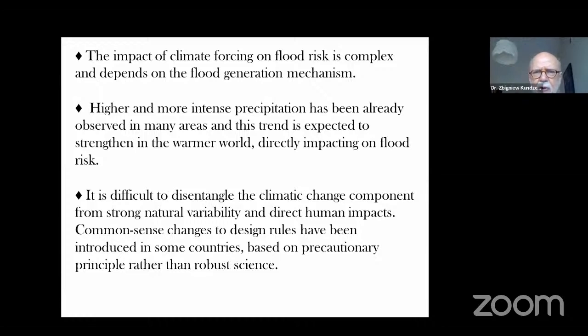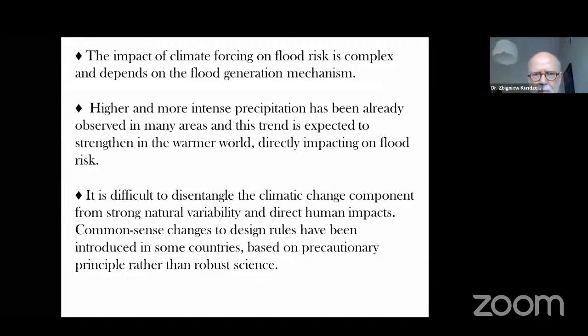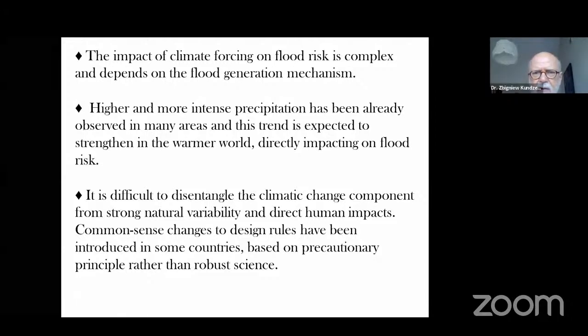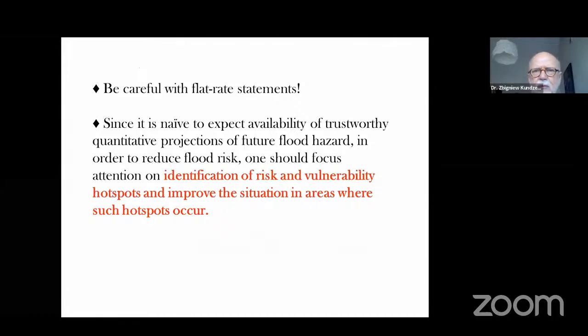However, it is really difficult to disentangle the climatic change component from strong natural variability and direct human impacts. Common sense changes to design rules have been introduced in some countries based on the precautionary principle rather than robust science. So robust science does not give you a hint. You need the precautionary principle and possibly common sense changes, like in a future climate at the horizon of 2080, 100-year runoff could increase by 20% or 15%. So there are design rules like that in several countries. We have to be careful with flat rate statements, because they have caveats. They are conditions that have to be specified, that have to be interpreted.